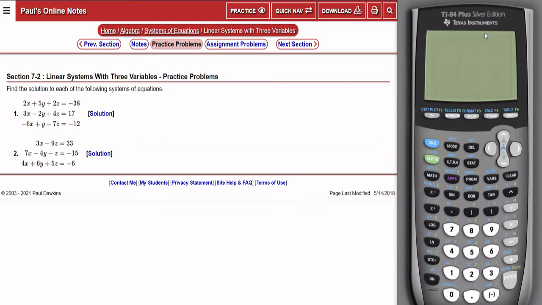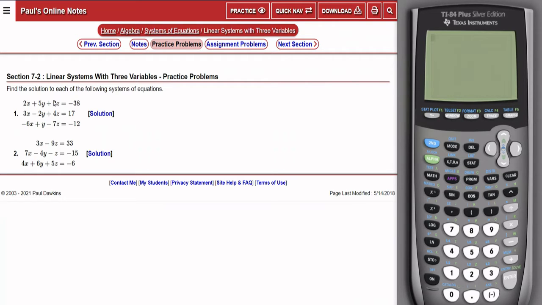Linear systems with three variables, or as I like to call them, 3x3 system of equation problems. Typically seen in Algebra 1, Algebra 2, or SAT math prep in some cases with word problems. But anyways, let's get started and solve this problem.